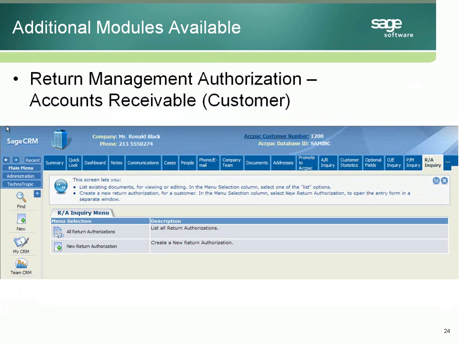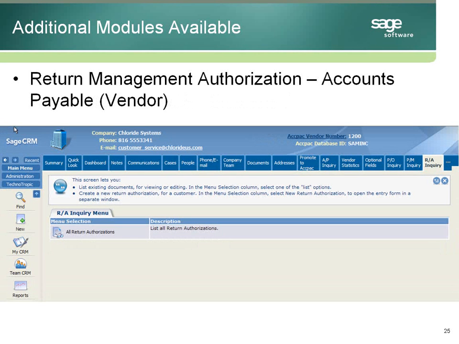The next module is Return Management Authorization. We have accounts receivable perspective as well as accounts payable perspective. Here we're looking at Mr. Ronald Black, accounts receivable customer 1200. We have the RA Inquiry tab that we've selected. We can see that we have a list of all the return authorizations that we can view, and we can create a new return authorization as well for this customer inside of Sage CRM.